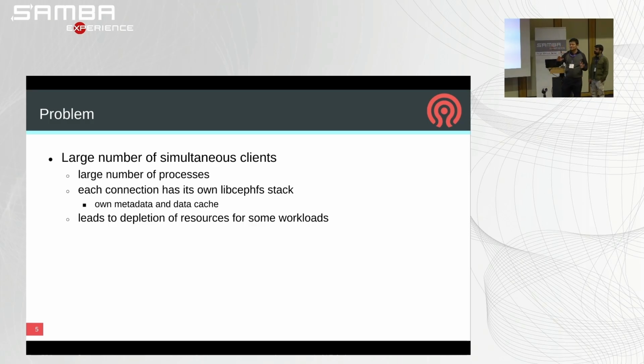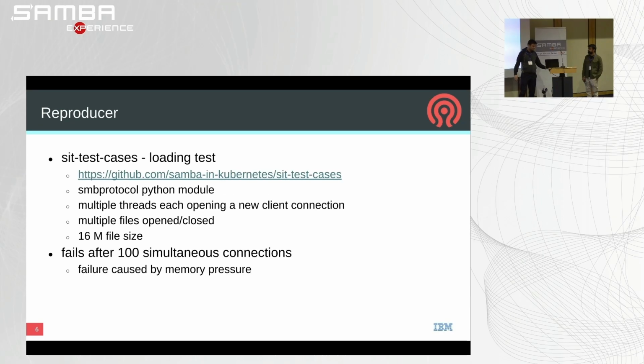As Michael mentioned, we have tree connects being done, which connect to the backend. Each new connection has its own libcephfs stack, which has its own data cache and its own metadata cache. The main problem we noticed was the data cache: a large number of connections doing I/O causes depletion of server resources, which causes the machine to crash.